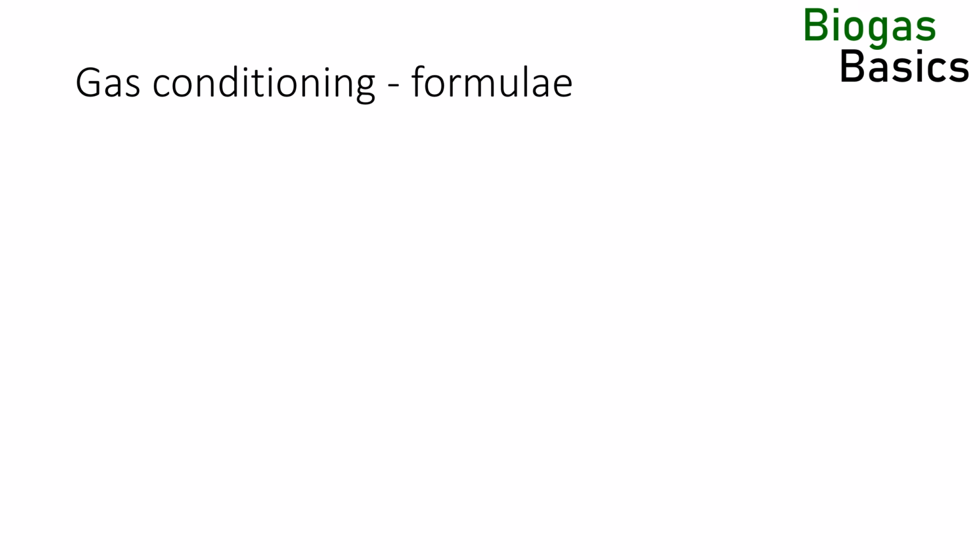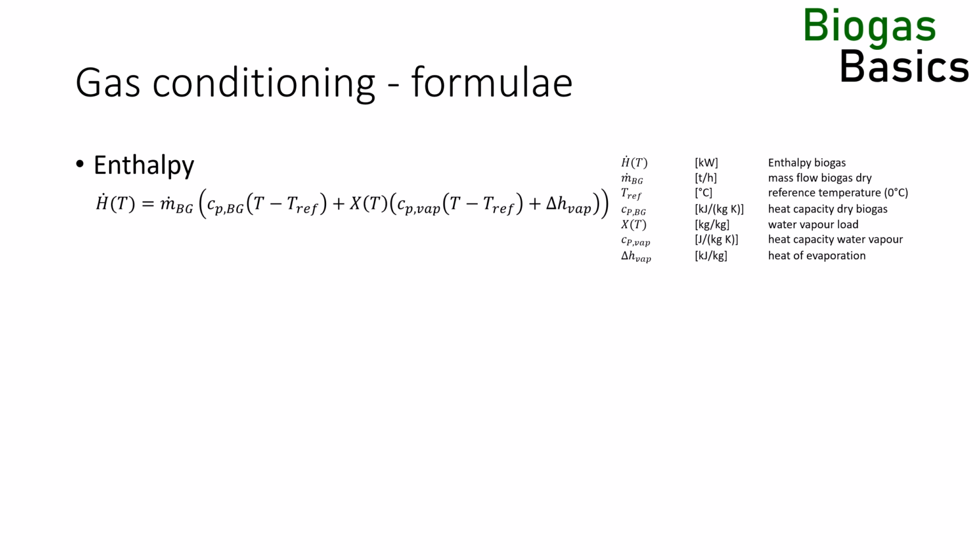This slide shows all formulae required to calculate the condensate production and the gas conditioning steps. The enthalpy of the humid biogas stream is the mass flow of the dry biogas times the sensible heat term of the dry biogas, Cp times T minus reference temperature, plus water load, times sensible heat term, Cp delta T, plus the latent heat term, heat of evaporation.